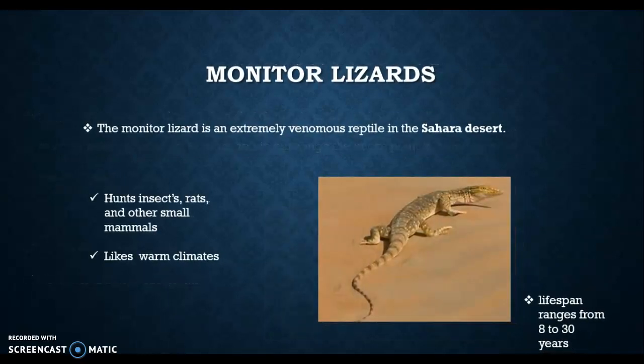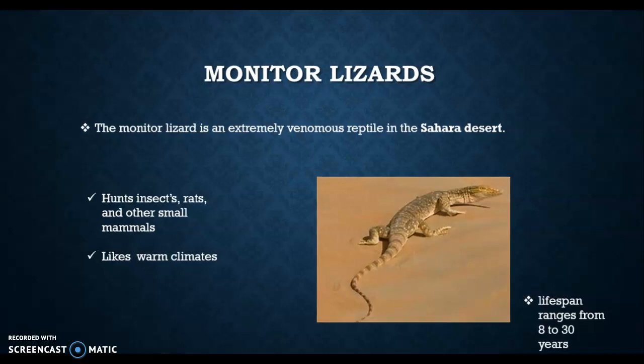Okay, monitor lizards. So a monitor lizard is an extremely venomous reptile in the Saharan Desert. It hunts insects, rats, and other small mammals, and it likes to be in warm climates. Something interesting I found was that the lifespan for a monitor lizard ranged from 8 to 30 years, and I thought that was like a really long time. So I thought that was interesting.